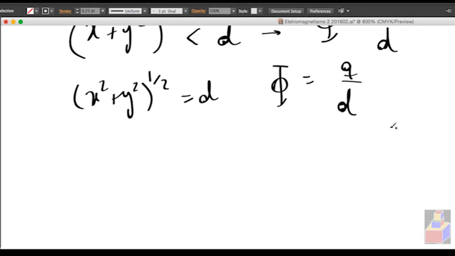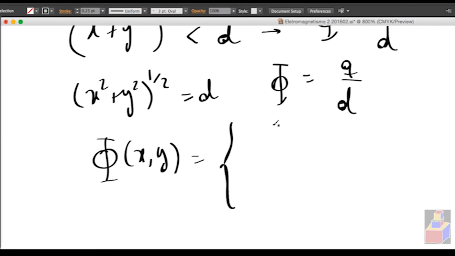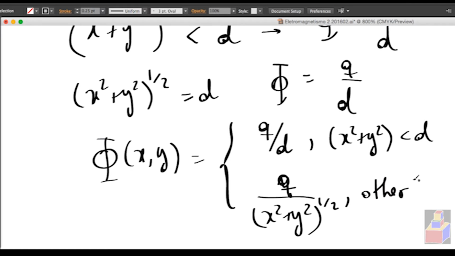Okay? So we would make a computationally friendly, let's say, potential. That would be something like this: q over d if the square root of x squared plus y squared is smaller than d. So it would cut like that. Or q divided by the square root of x squared plus y squared otherwise. So that would be the way to avoid singularity if you want to plot that function.